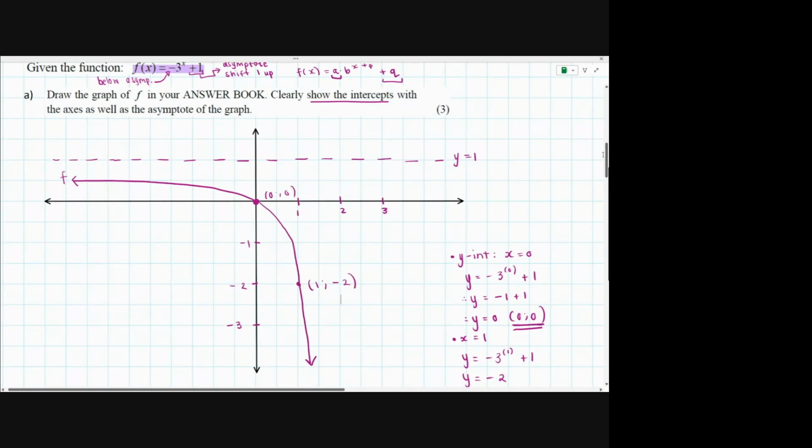Ma'am, I'm confused. How did we get the x equals 1?